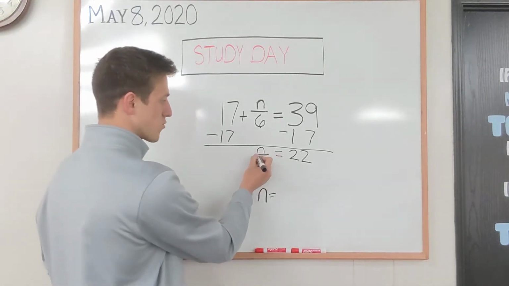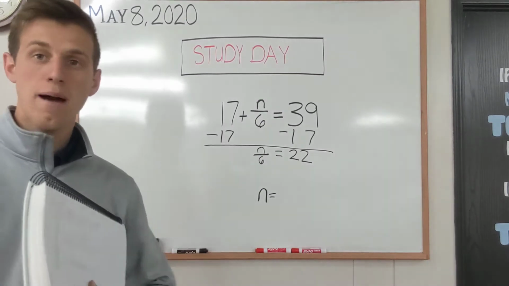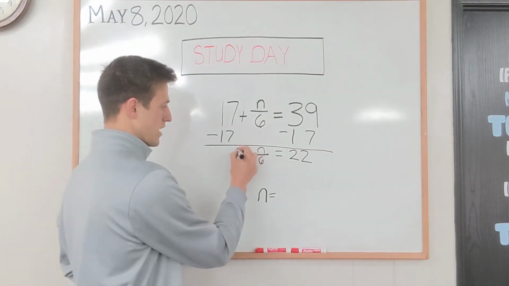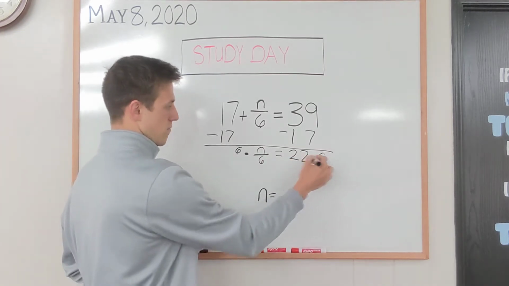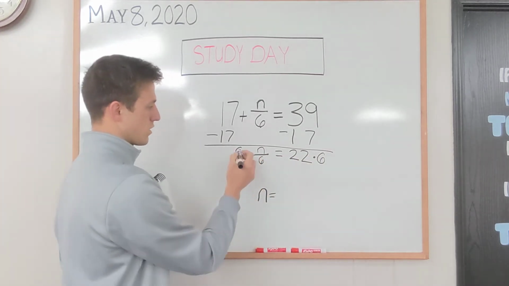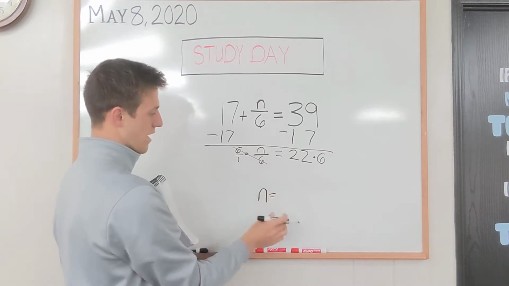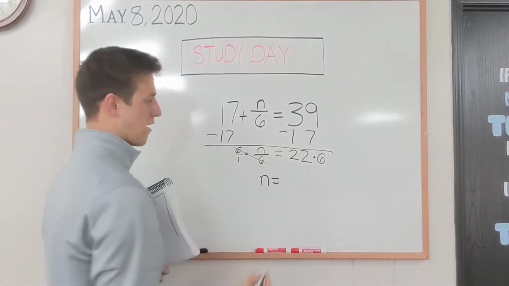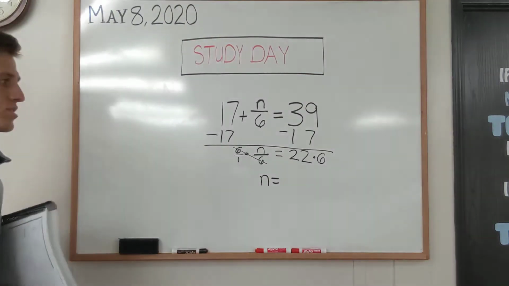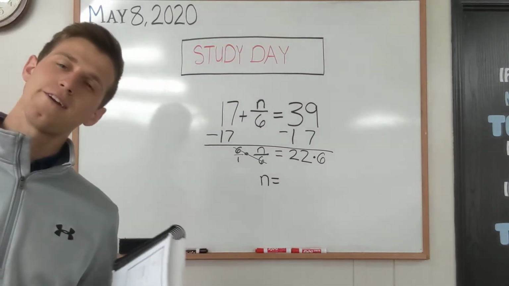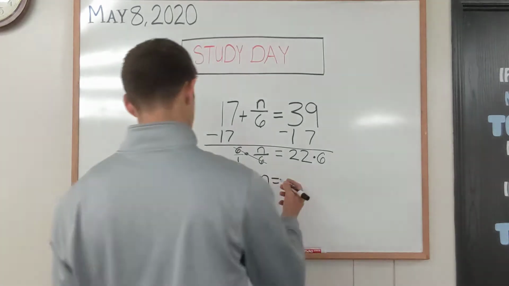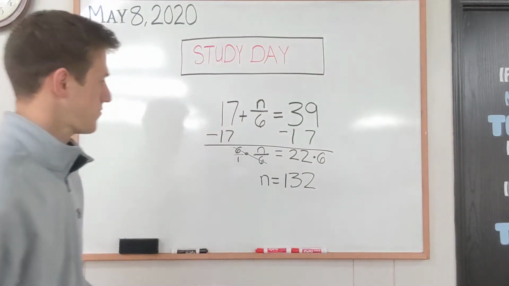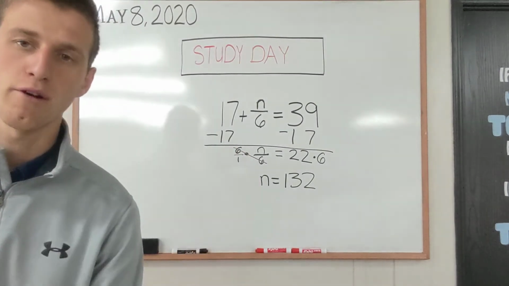This is saying division, right? So we have to do the opposite of division, which is multiplication. So we're going to multiply both sides by 6. Remember, this is the same as saying 6 over 1, so we can cancel this out. So all we have left is our variable n, which is what we want. Now all we have to do is go 22 times 6, which would be, get that in your head, 132. All right? And we've solved for our variable n, all right?